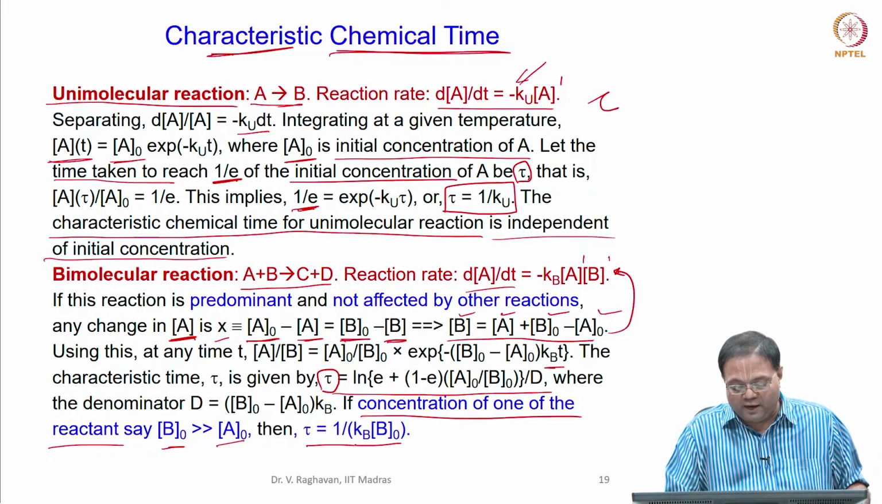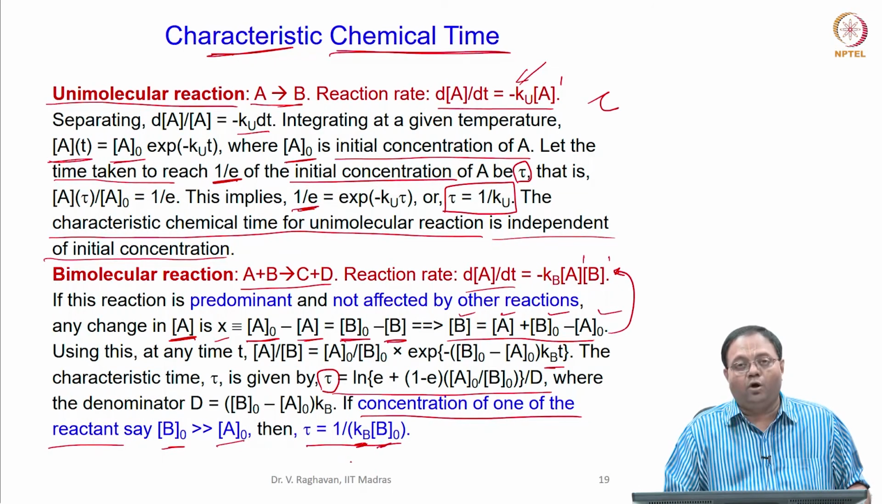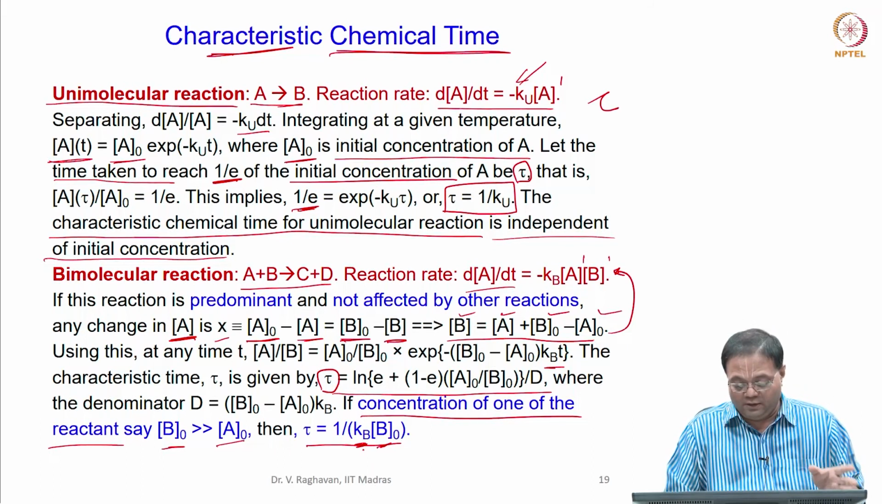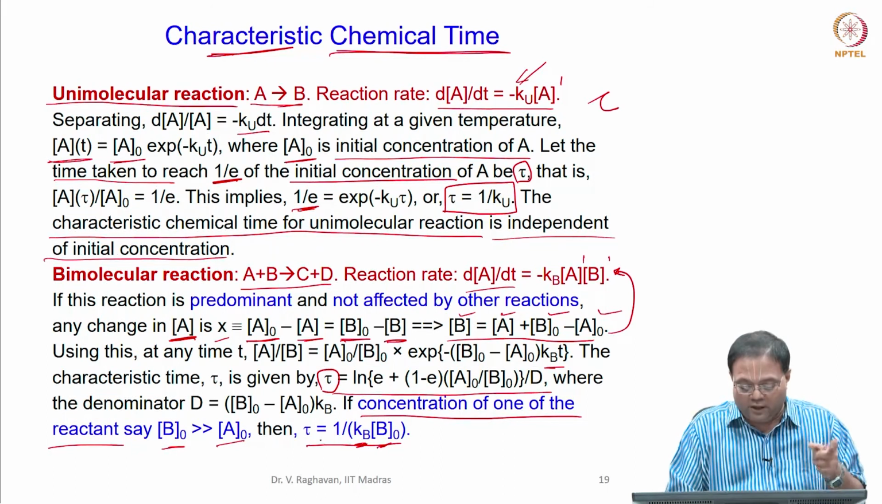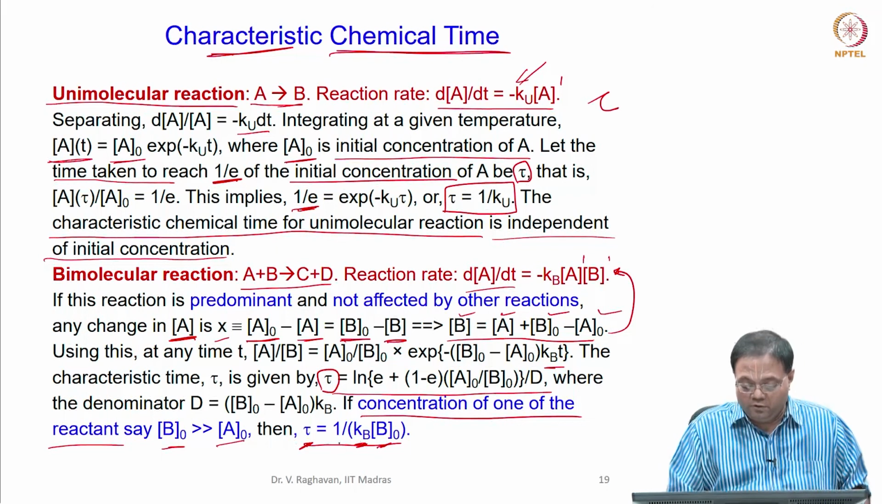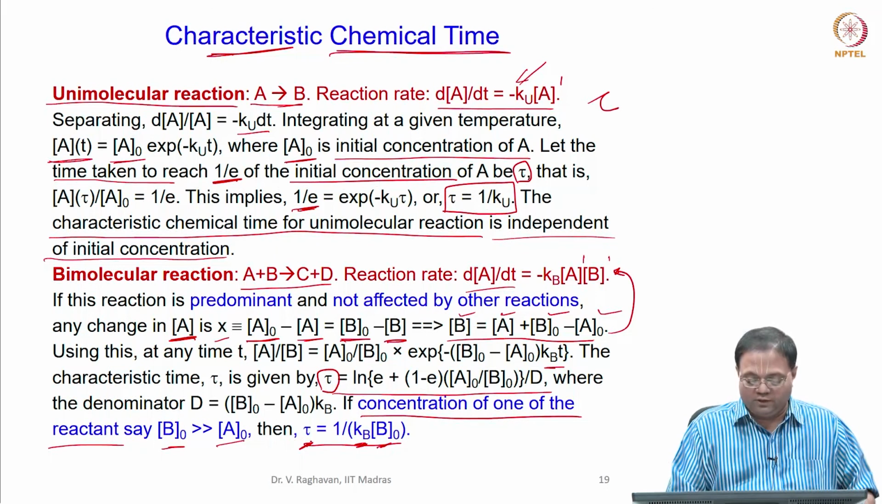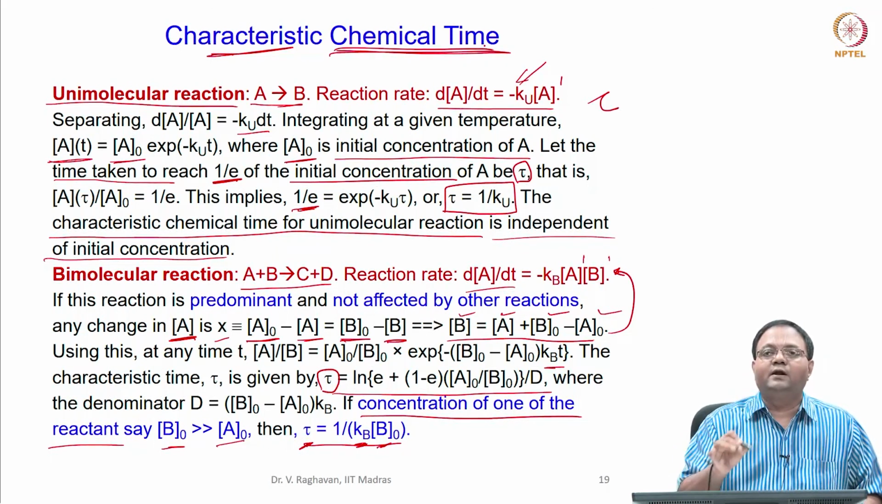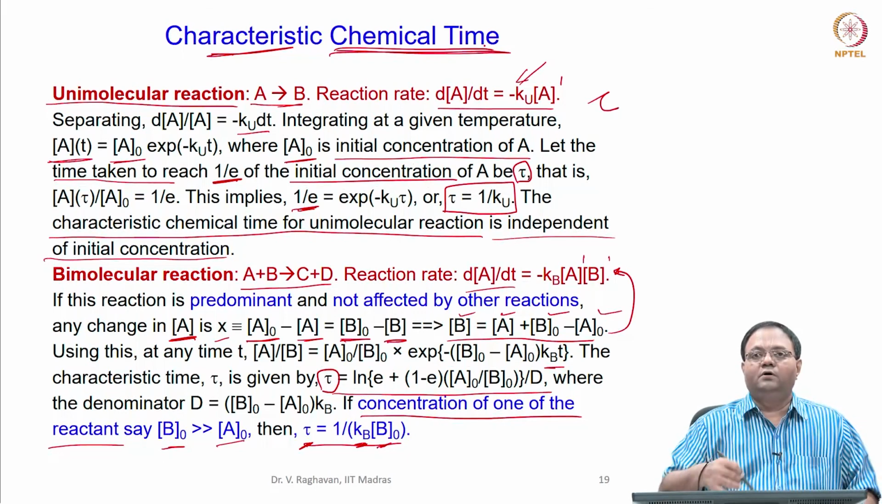Kb is also present in the denominator, B naught also is present. If Kb is higher, because at high temperatures Kb is higher, then tau will reduce. Similarly, the initial concentration comes into tau here. If the initial concentration is higher, then the time taken is low. If B naught reduces, then the time will be higher. So, some characteristic chemical time can be calculated using this analysis.